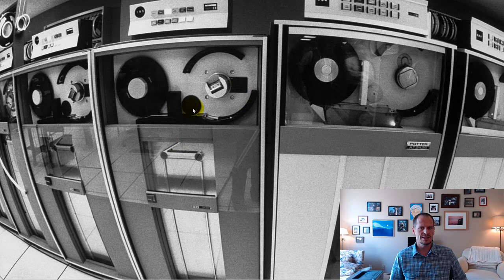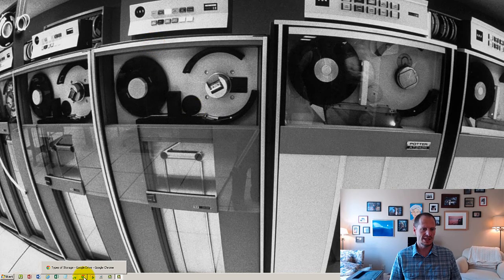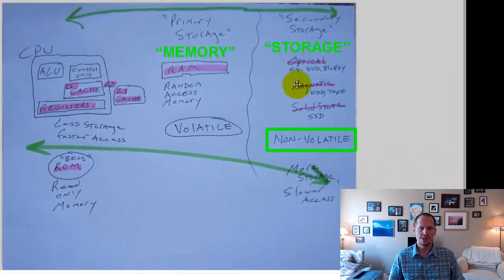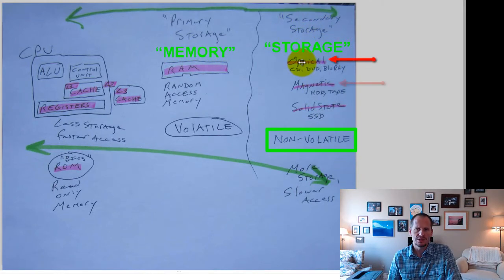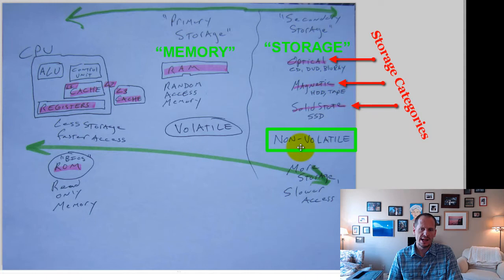Kind of has that old school sci-fi look when you see these tape reels going back and forth reading the data. So really what we're going to look at in this video is optical storage, magnetic storage, and solid state storage. We're going to take a look at each of these categories in a little bit more depth.